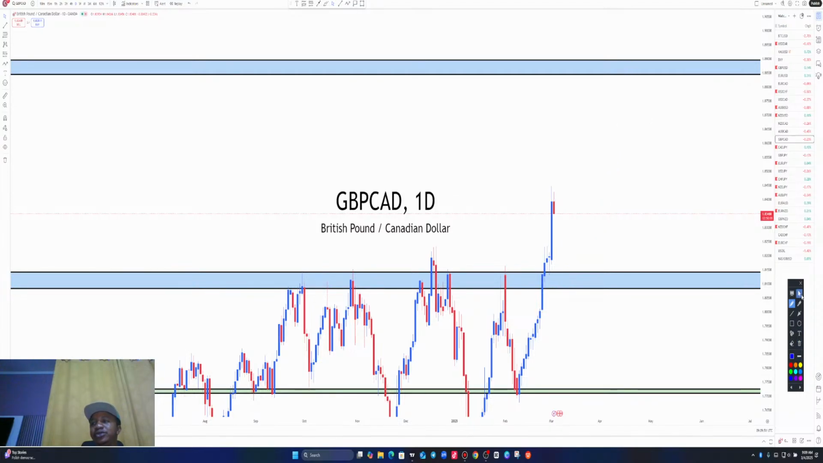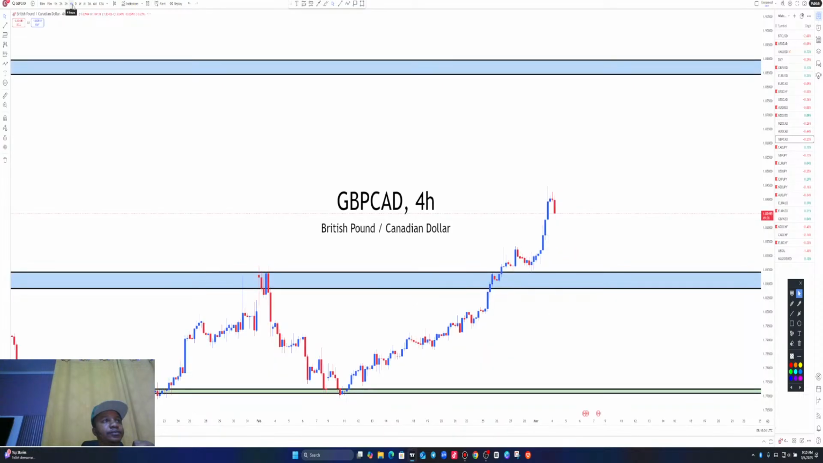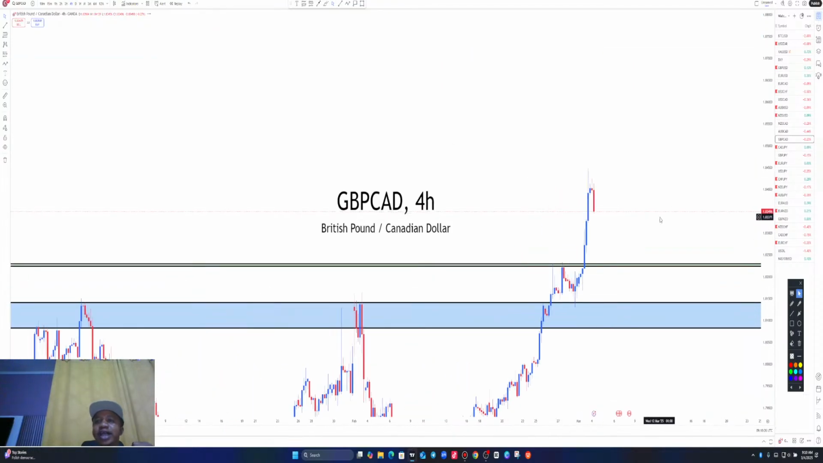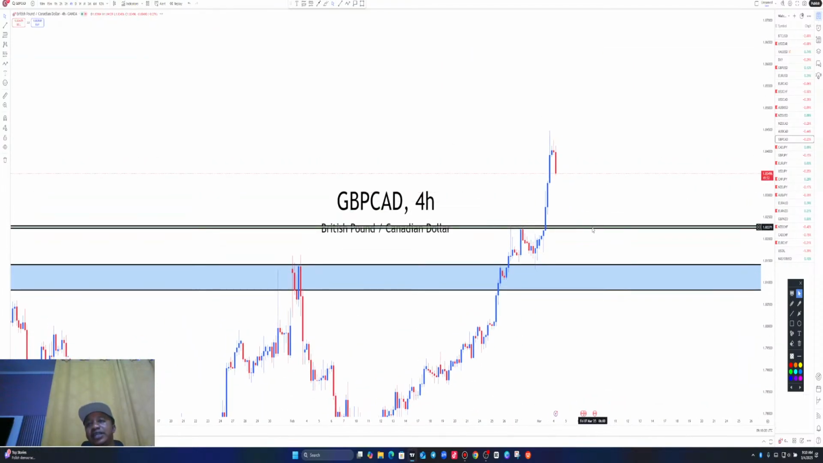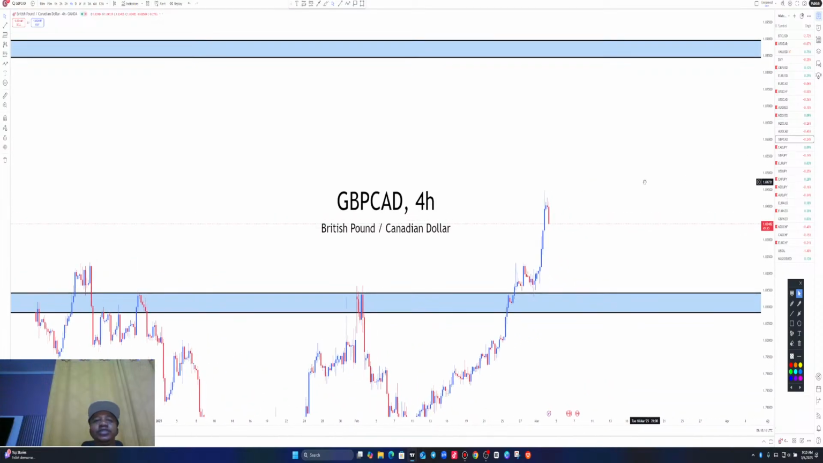Let's take it again to the 4 hour. Remember, we're waiting for the retest on this level before we can buy. Okay, let's take it all the way to the 4 hour. So this is the 4 hour time frame of GBP CAD. Let's take this away, no longer needed. So on the 4 hour time frame, what are we expecting? Like we said on the higher time frame, price should drop all the way back to retest this level before entry comes in to the upside.